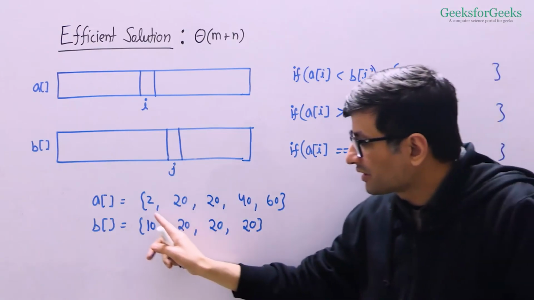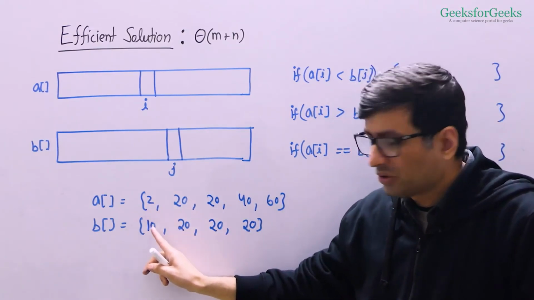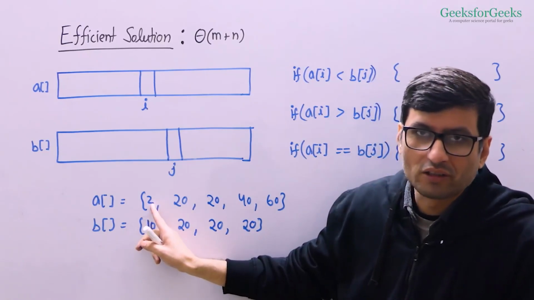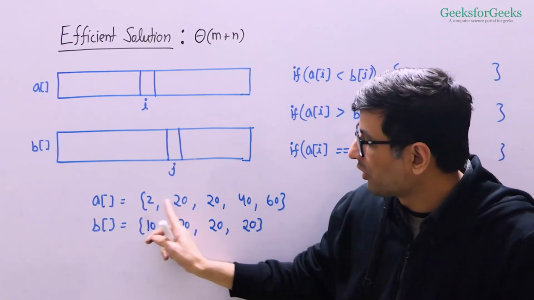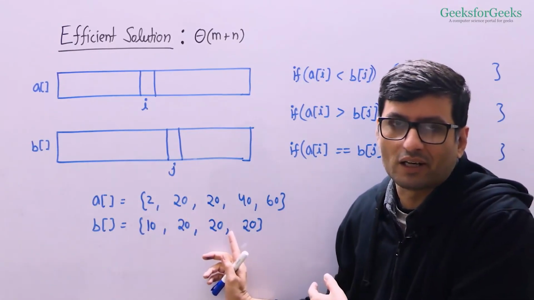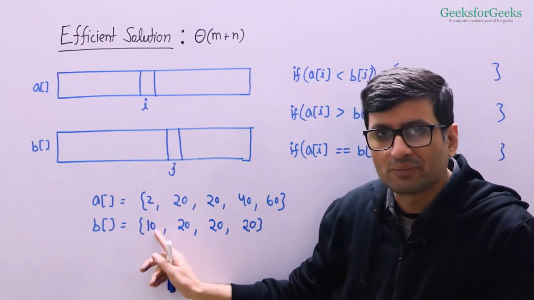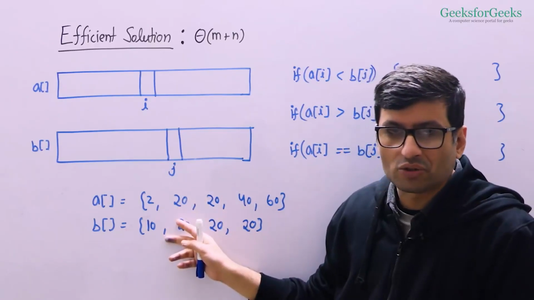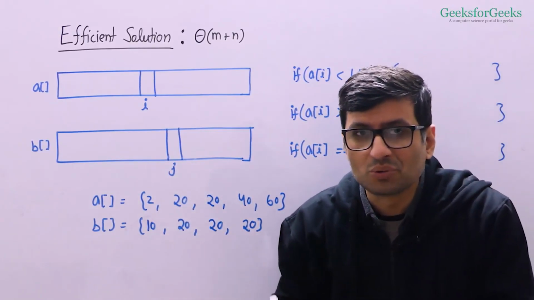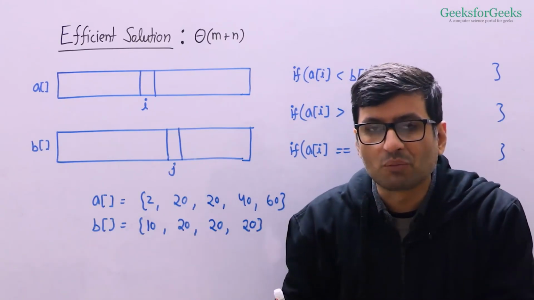Let's understand the three cases in this example. We compare 2 and 10 first. i is 0 and j is 0 initially. ai is smaller. So what we do in merge sort, we go ahead, because this element cannot match with any of the upcoming elements. It's smaller than the first element itself, and both the arrays are sorted. Please note that this solution is actually using the fact that both the arrays are sorted.